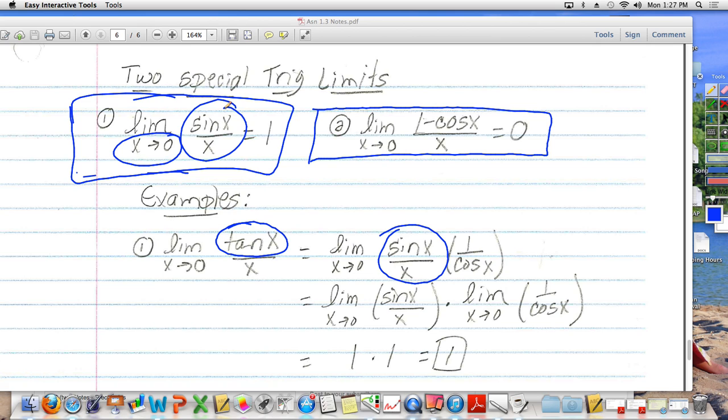So I tried to make this look like one of these two properties, theorems, these accepted ideas. So the sine of x, this x, see the x right here? This x comes from the x on the bottom. And all I'm doing is multiplying it by 1 over the cosine of x. So this sine of x over x times 1 over the cosine of x, if I were to multiply that through, I would end up with the tangent of x over x. I just wrote it differently.